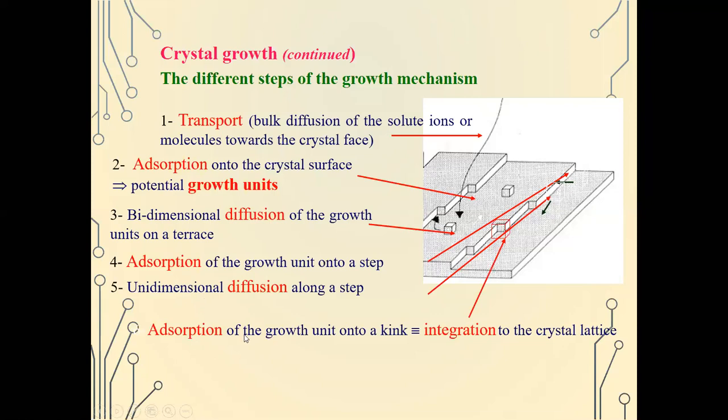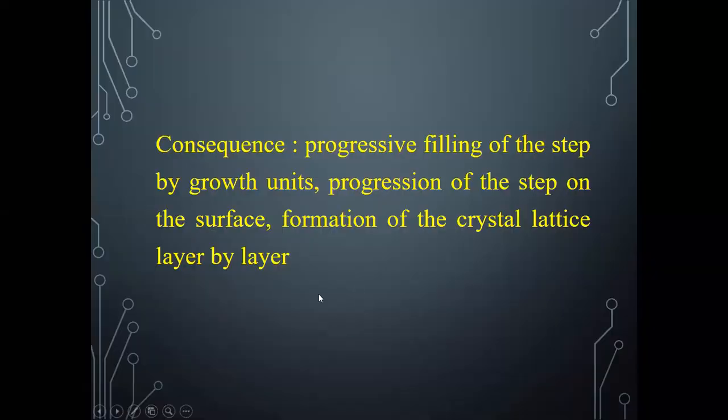And adsorption of the growth unit onto a kink: this red block is now in the most stable condition and is being integrated into the crystal lattice. This is the most stable because it's now bonded on this side, on the side at the back, and in the bottom part. So those are the most stable bonds. Now, as a consequence of those processes in the growth of the crystal, there is progressive filling of the step by growth units, progression of the step on the surface, so the step gets wider and wider, and the formation of the crystal lattice layer by layer.